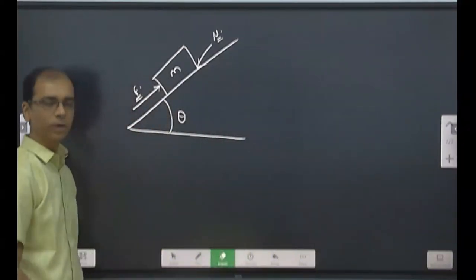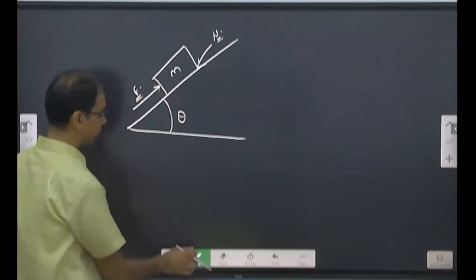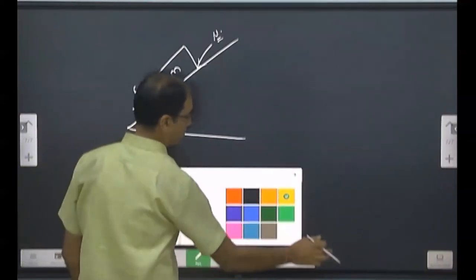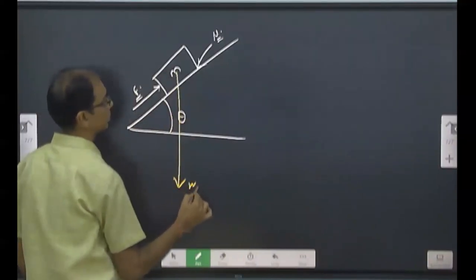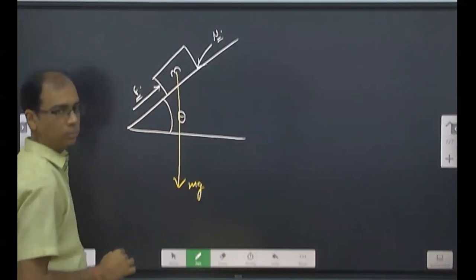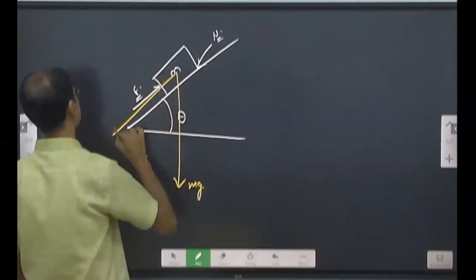First thing is make free body diagram. From there, answers will come. Make free body diagram. So, free body diagram says mg is acting here. Okay. Then components of mg. In this direction, mg sine theta.